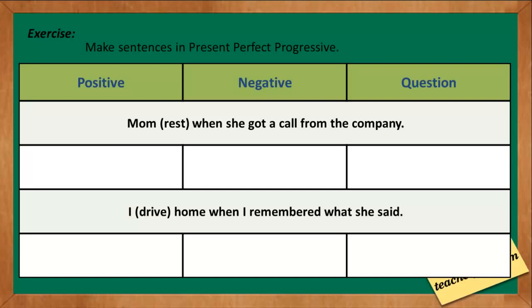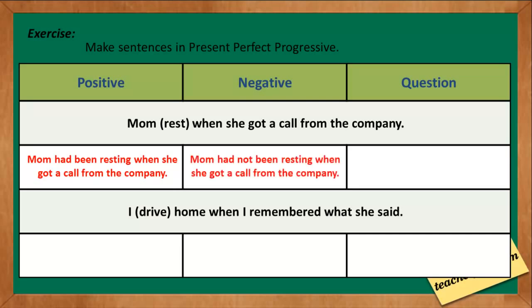For our exercise, make sentences in past perfect progressive. The first one, Mom rested when she got a call from the company. The verb is rest. The correct positive statement is Mom had been resting when she got a call from the company. The negative statement is Mom had not been resting when she got a call from the company. And the question is, had Mom been resting when she got a call from the company?